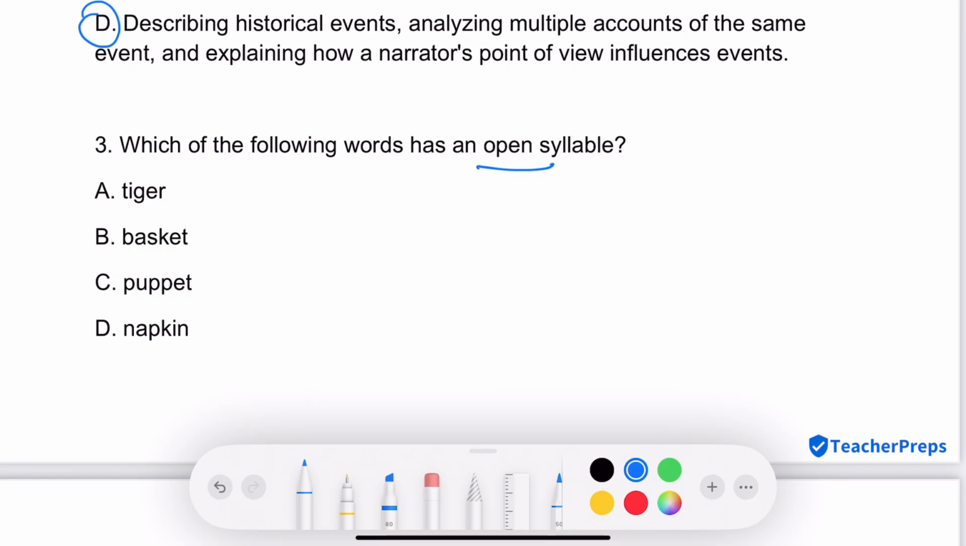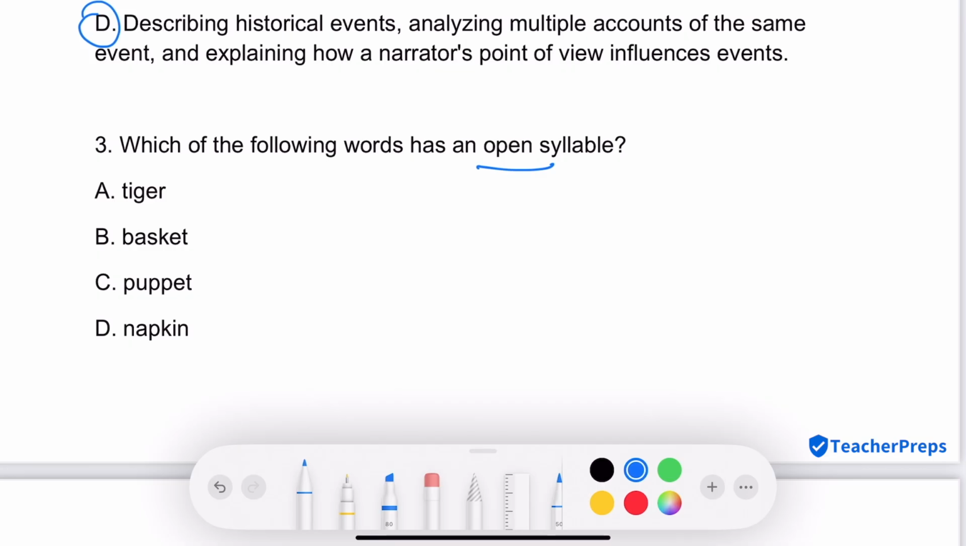Yes, open can also end in a consonant. However, the word sounds different. So if we take a look at closed sounds, we have basket, puppet, napkin. Like just when you say those, notice how they just close.